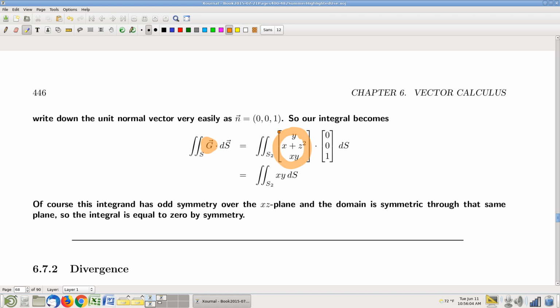But this dot product becomes nice and easy. It's just xy. And now, we have transformed our original integral over a curved surface of a vector field into, in fact, a scalar line integral over a flat surface of an easy scalar valued function. And there's different ways you could approach this. I would prefer to just say, that's equal to 0 by symmetry. Right. I can think through the details of that symmetry argument.